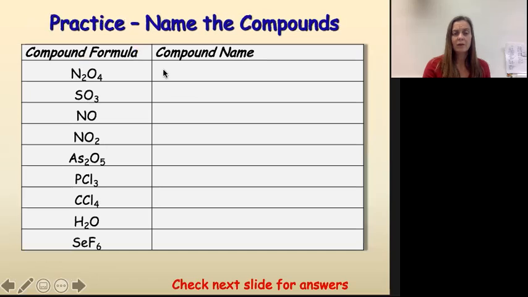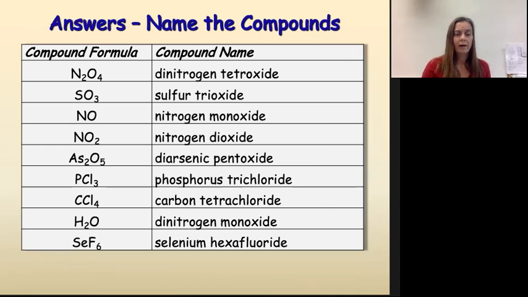Okay, now we have formulas and we're going to go to names. So again, I'm going to have you pause the video, practice writing the names from the formulas, and then check back to see if you're correct. So we have dinitrogen tetroxide, we have sulfur trioxide, we have nitrogen monoxide, we have nitrogen dioxide, we have diarsenic pentoxide, we have phosphorus trichloride, carbon tetrachloride, dihydrogen monoxide, sorry, that's dihydrogen, not dinitrogen. And we have selenium hexafluoride.